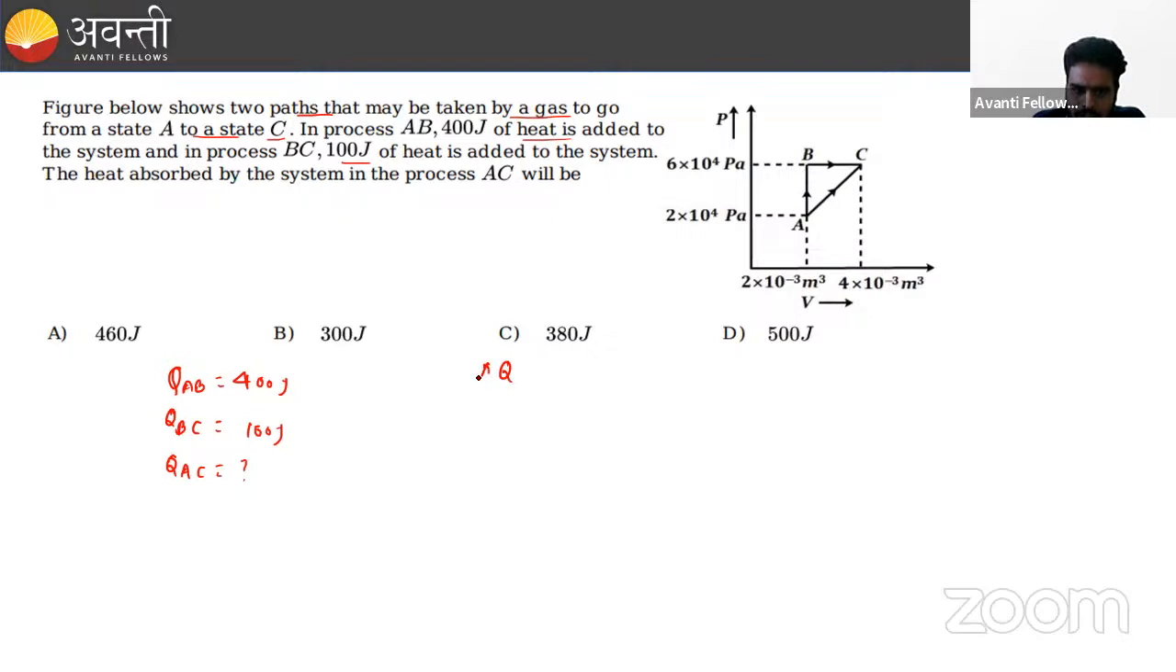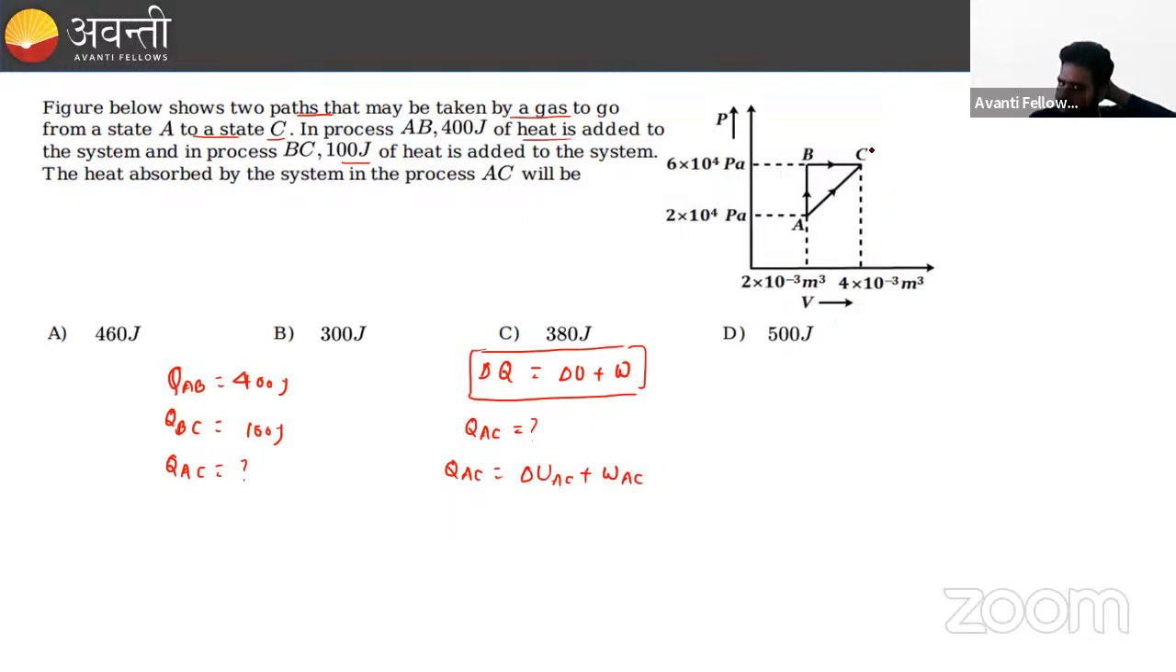We can say that heat transfer equals delta U plus W. Correct. This is the thermodynamic first law. By using this equation, we can correlate internal energy, heat and work. In this problem, we have to find out the heat absorbed in process AC, so we have to find out the value QAC. Just write down the thermodynamic first law along the path AC. So write down the equation: QAC can be written as internal energy change along AC and W along AC.